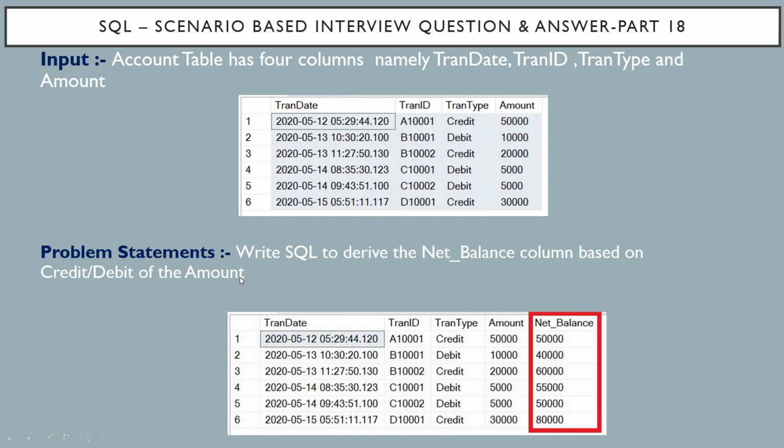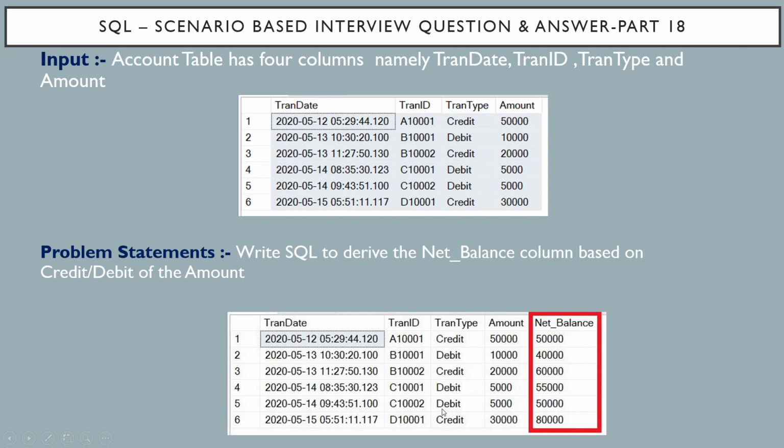of the amount. So if you see the output table, in the first row there has been a credit of 50,000 rupees, and that's why net balance is 50,000. In the second row there has been a debit of 10,000, so net balance becomes 40,000. In the third row, there has been a credit of 20,000, so 20,000 plus 40,000 becomes 60,000. In the fourth row, there has been a debit of 5,000, so net balance will be 60,000 minus 5,000 equal to 55,000.